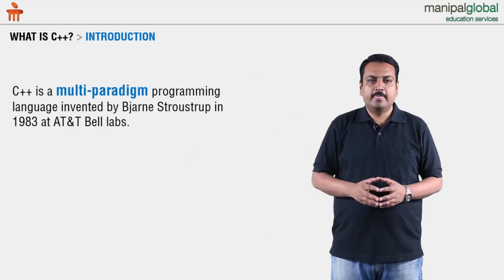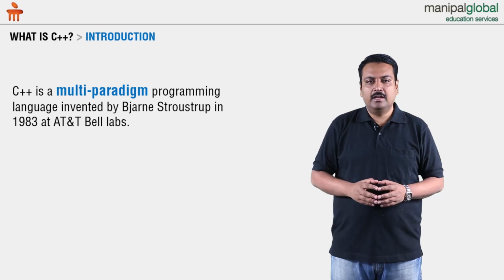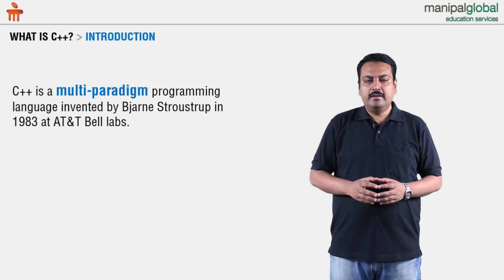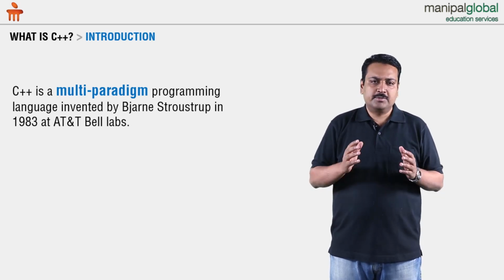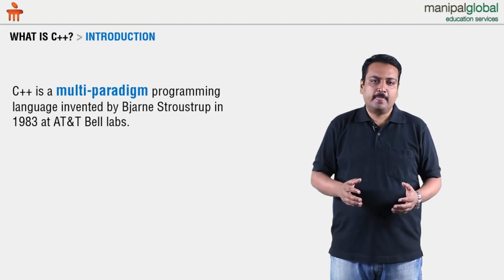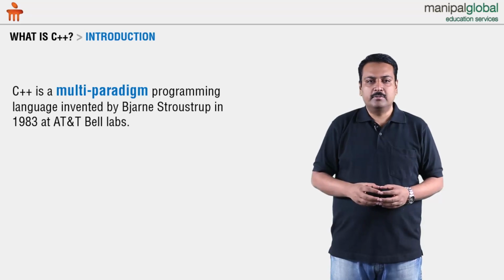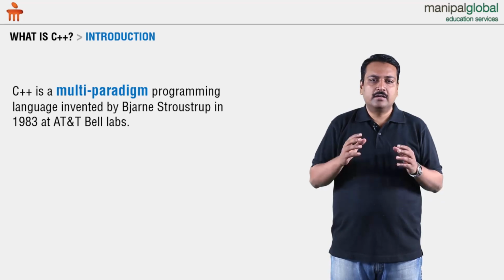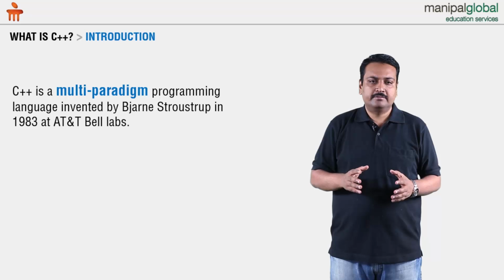So we can say that C++ is a multi-paradigm programming language, and it was invented by Bjarne Stroustrup in 1983 at AT&T Bell Labs. In fact, Stroustrup started a project called C with classes in 1979, and that project ultimately led to the development of C++. The name C++ is credited to a friend of Stroustrup by the name Rick Mascitti.